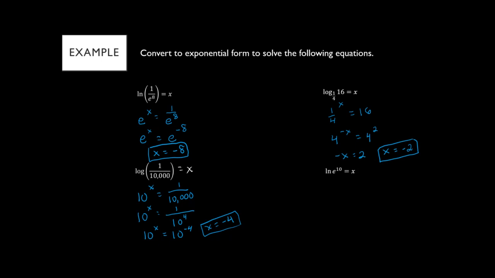And then we have natural log of e to the 10 equals x. So the natural log is base e, so this is going to be e to the x equals, and then what I'm taking the natural log of is e to the 10. So this one is set up so that we know, okay, x has to equal 10.